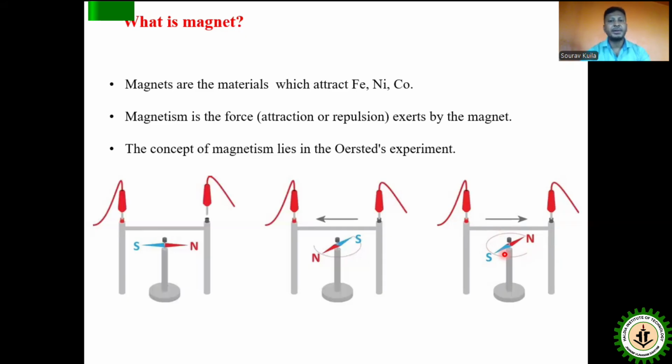So in this experiment, Oersted concluded that a current carrying wire always produces a magnetic field surrounding it. That's why that magnetic field deflects the magnetic needle. That means a magnetic needle always gets deflected by some magnetic field. Therefore, it is concluded that a magnetic field is produced due to current flowing through a wire. While a current flows through a wire, a magnetic field is created in its surroundings.